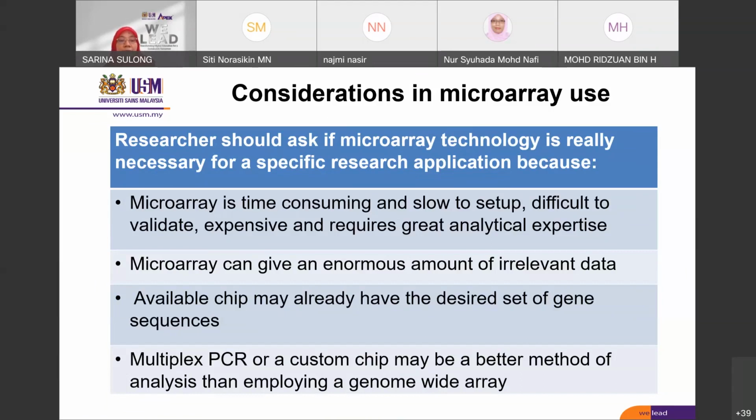Microarray can give an enormous amount of irrelevant data, so it's very important how we manipulate it and find the real data that we can get from the analysis. And the available chip may already have the desired set of gene sequences, so maybe we can have a targeted one that we want to use, or you can customize the chip as well. Multiplex PCR or a custom chip may be a better method for analysis than employing a genome-wide array. So those are the considerations you have to think about before you choose whether you want to use microarray or NGS or whatever.